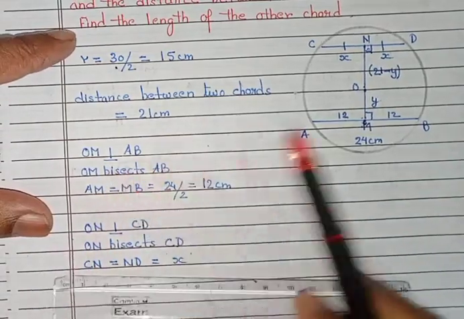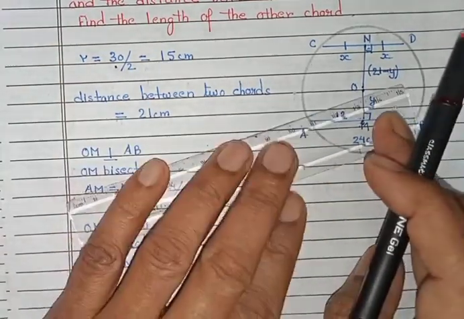Now let's get the two right triangles. First of all, we will get the right triangle.